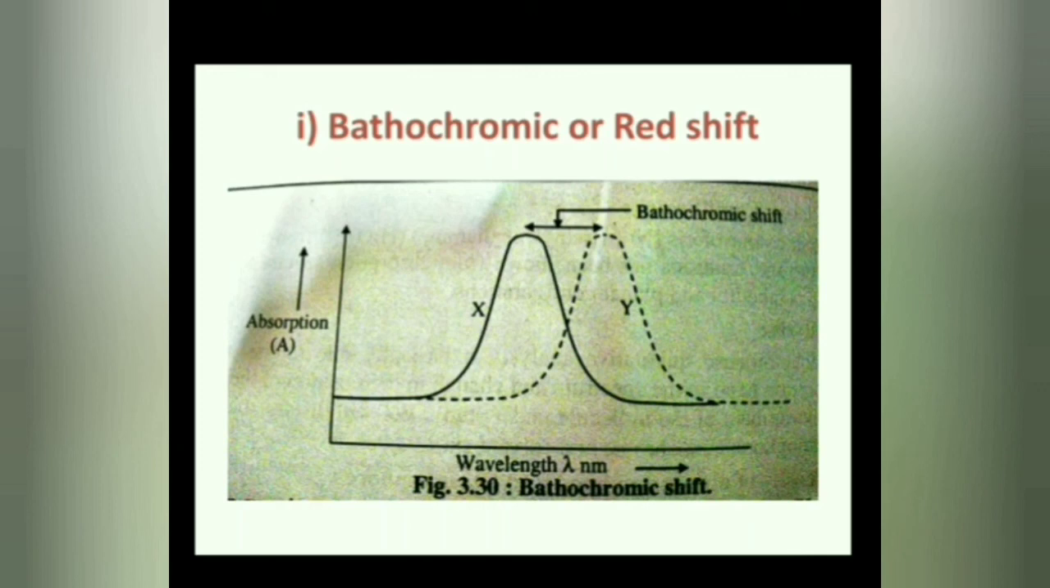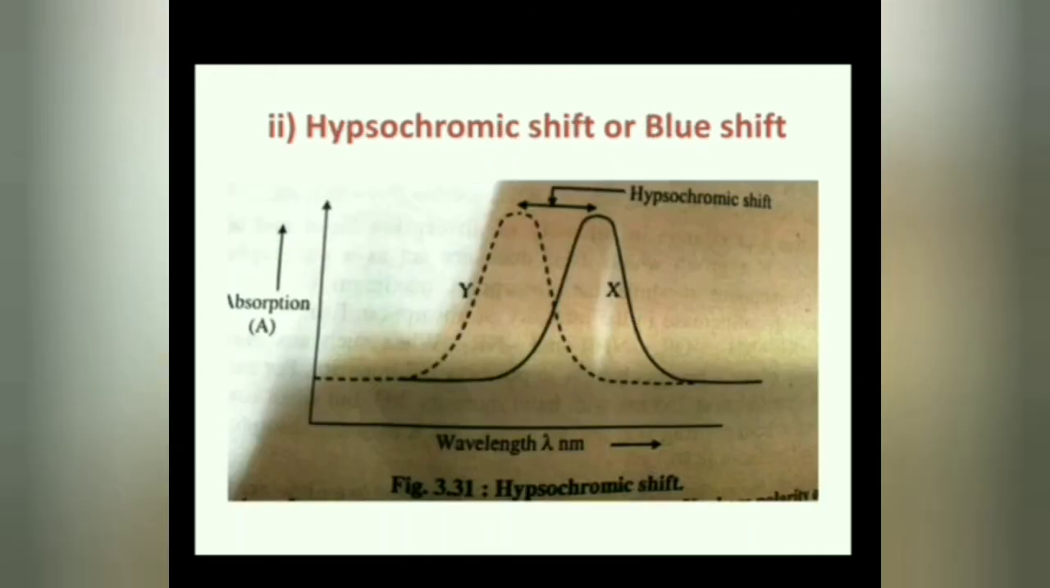Next is hypsochromic shift. Hypsochromic shift is also called a blue shift. It involves the shift of the absorption maximum towards the shorter wavelength. In bathochromic shift, we shift the maximum absorption towards the longer wavelength. Here, in this case, we shift the absorption maximum towards the shorter wavelength because of the removal of conjugation in a system or by a change of solvent. It is completely opposite to that of bathochromic shift or red shift.